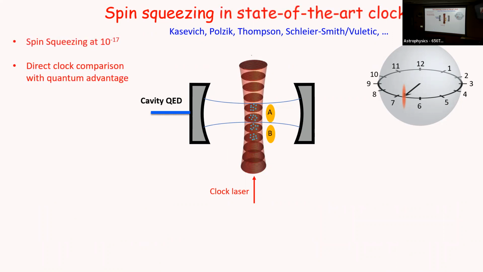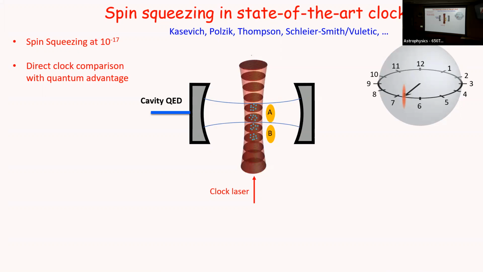We want to show spin squeezing makes a difference at the level of 10^-17. It's in a working clock where spin squeezing is showing the advantage. Can we prove by direct clock comparison that there is a quantum advantage? I feel this is an important point because this is just like a quantum computer. People ask you, where's the quantum advantage? And 10^-17 is not quite state of the art anymore, because I was showing the numbers at 10^-20. But just to remind you, 10^-17 really is still very excellent clock stability. If you talk about an iron clock, you're still at 10^-15. It will take 10^4 seconds to get up to the 10^-17 level.